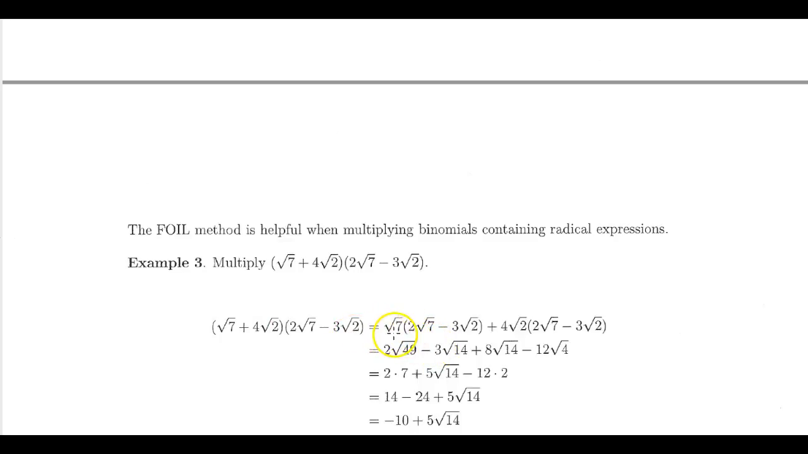And when we distribute the root 7, we'll have 2 root 49 minus 3 root 14 plus 8 root 14 minus 12 times the square root of 4. So we'll have 2 times 7 plus 8 minus 3 is 5 root 14 minus 12 times 2. So we'll have 14 minus 24 plus 5 root 14, which is negative 10 plus 5 root 14.